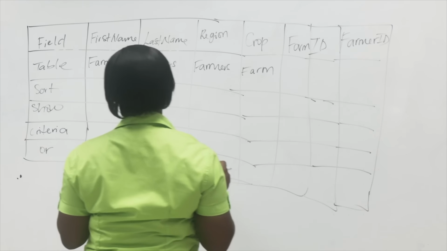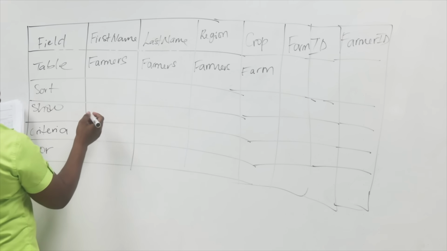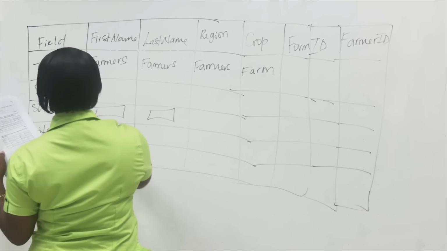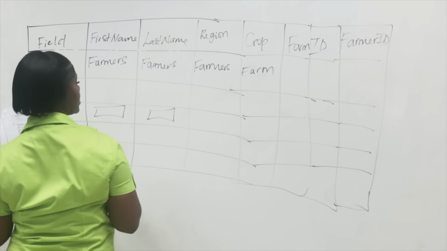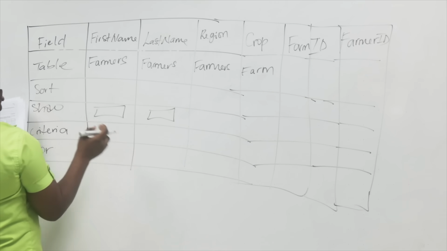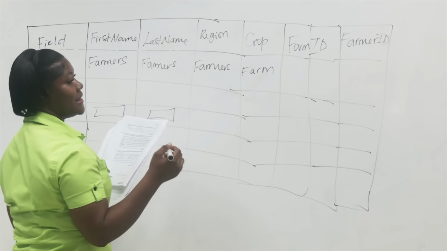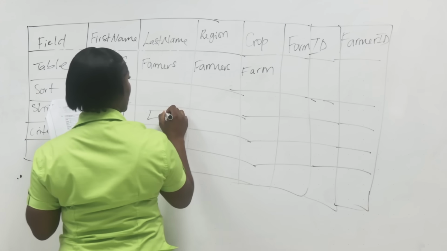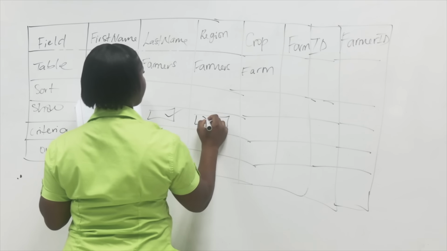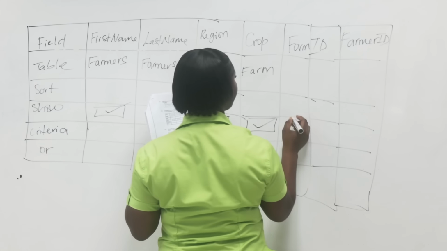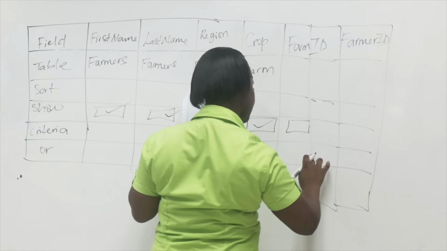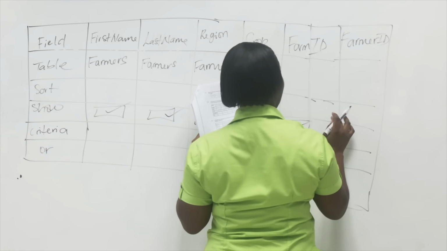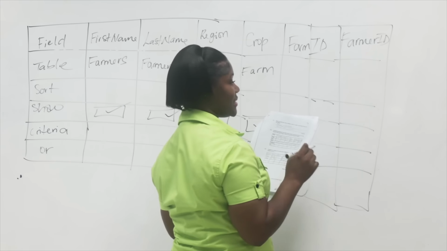So this is the interface that you would have been given when you open Microsoft Access if you were doing a practical. So these boxes here, so you have sort, we're not requested to do any sort. We're asked to show the specific data. So every piece of data that you were asked to show, you're going to tick that box. So we want the first name, we want the last name, we want the region, we want crop, we want farm ID, and the farmer ID is what we're supposed to use to set our criteria.